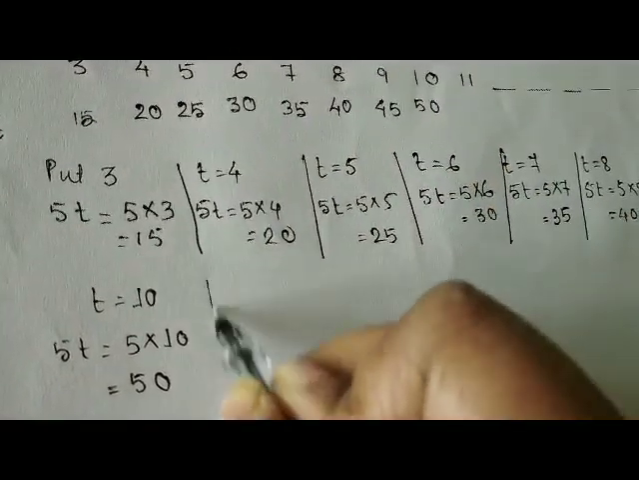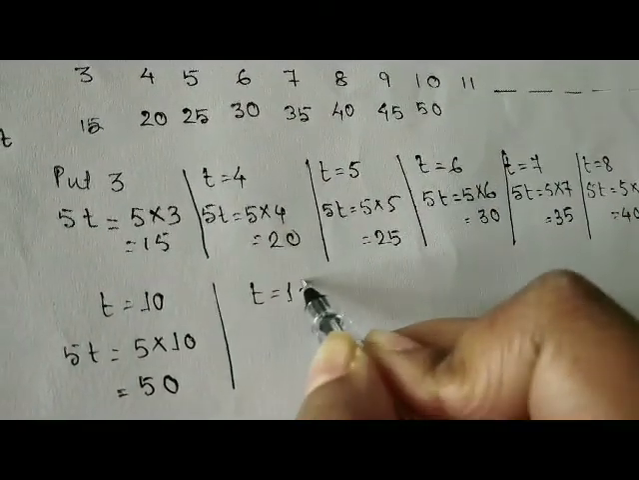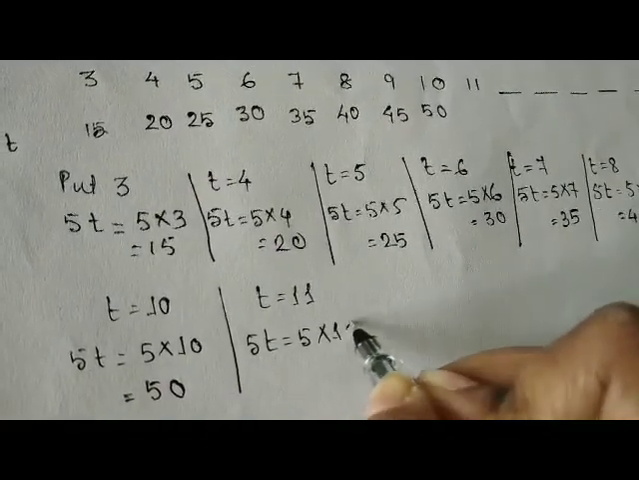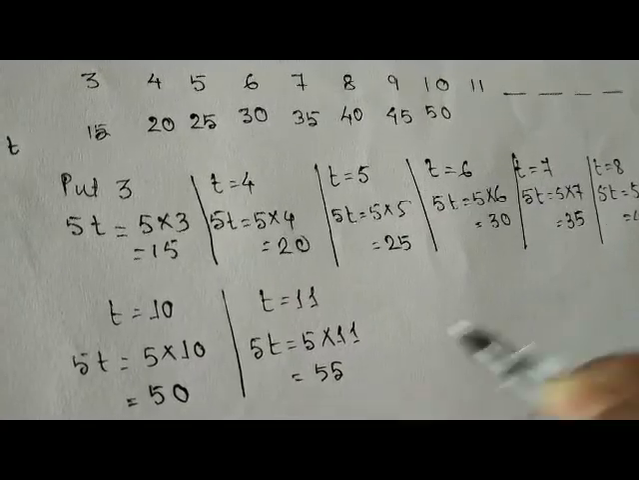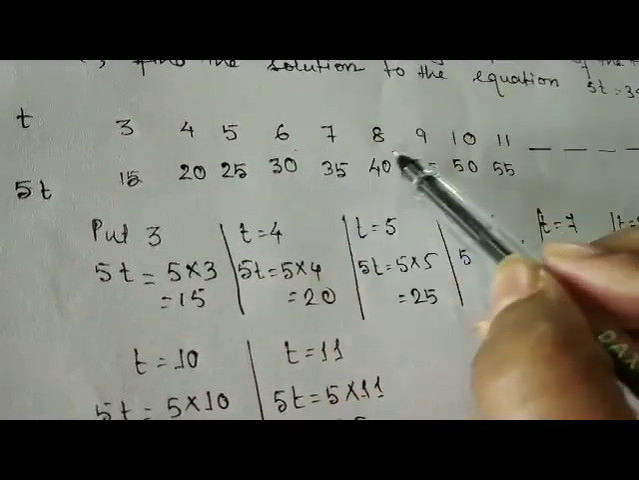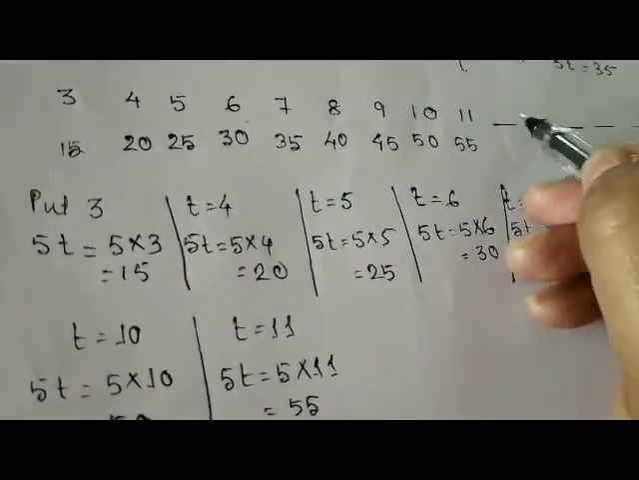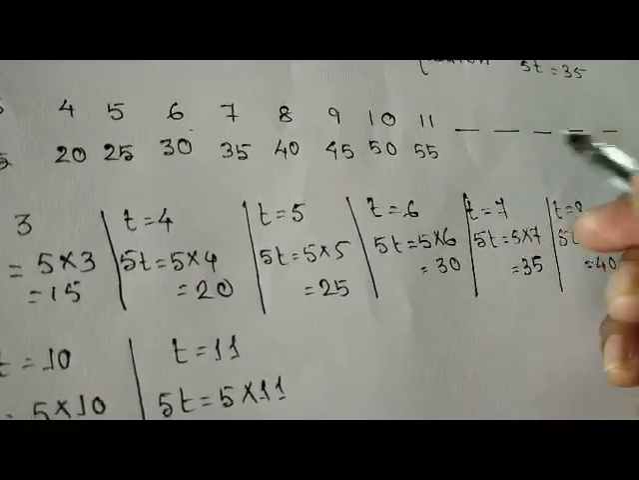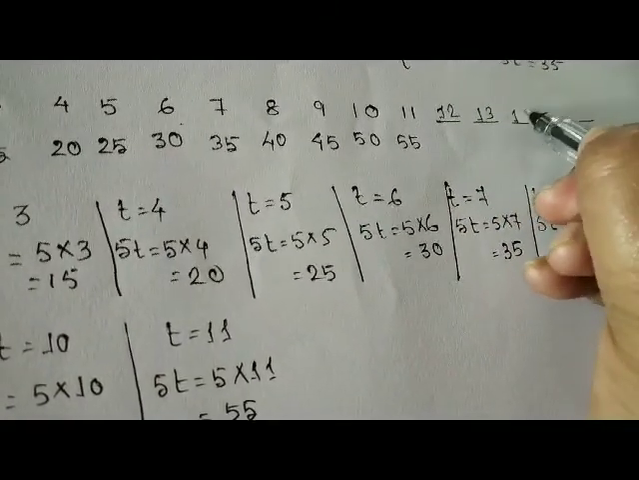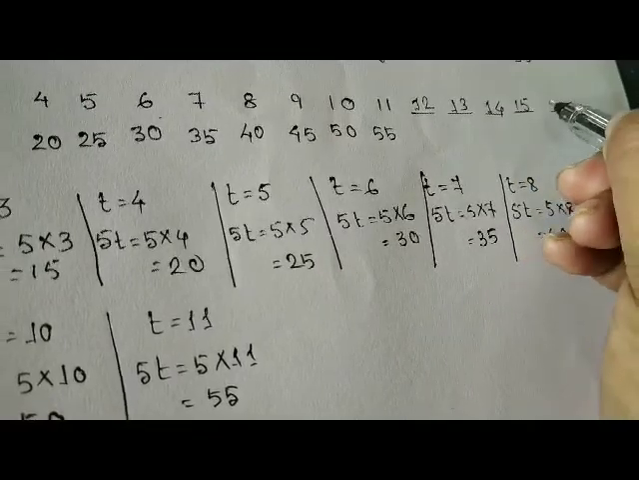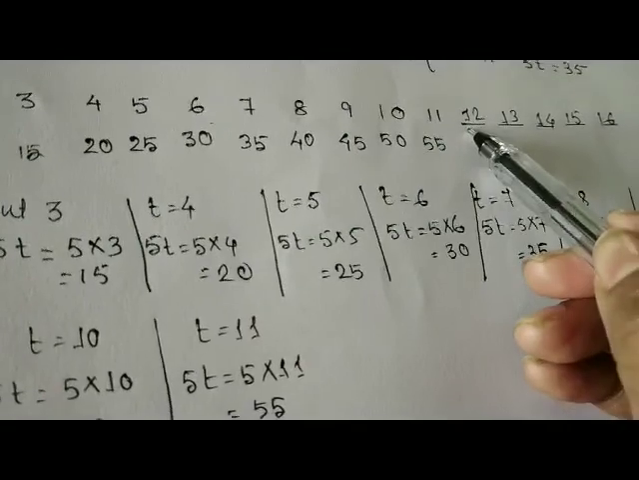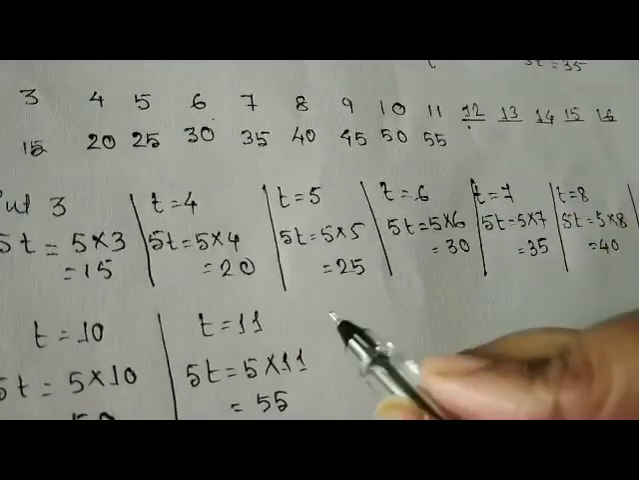Now 11. So t is equal to 11. So 5 into t is 5 into 11, which is 55. So here we will put 55. Now see, here all counting numbers are given. So after 11 it will be 12, since 5 blanks are given. So we will write 12, 13, 14, 15, 16. Now we'll check how much we will get if we put 12, 13 and so on.